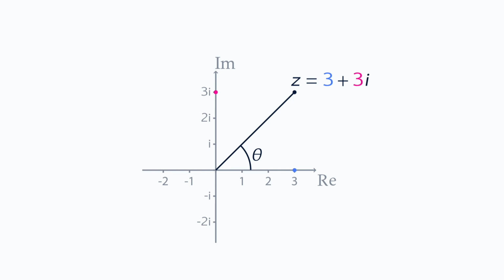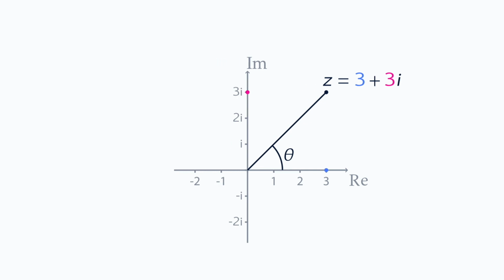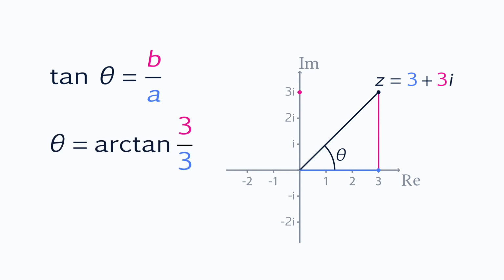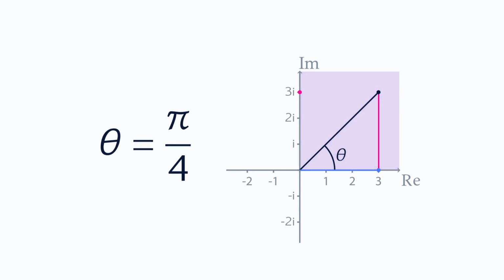Let's use the third formula for the angle theta. Tangent of theta equals b over a. Here, both b and a are 3, so you get theta equals arctangent of 3 over 3, which equals arctangent of 1. Arctangent of 1 is pi over 4, which is in the first quadrant, and is therefore your final answer.